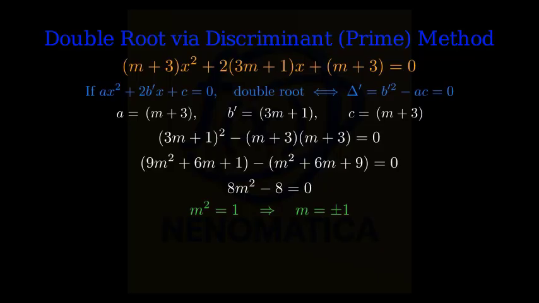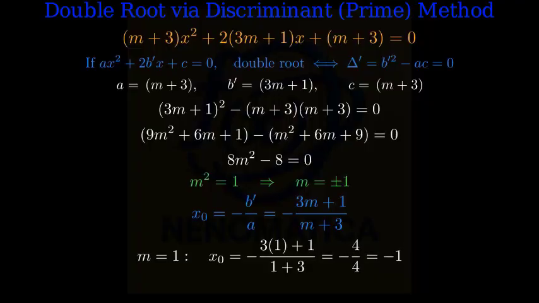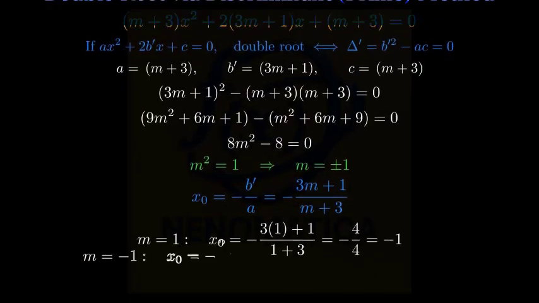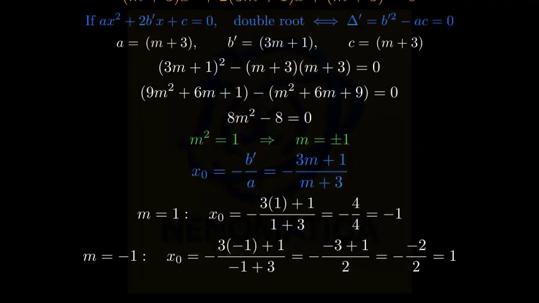To find the repeated root, we use x naught equals negative b prime over a. Let's apply that for each m value. Case 1, m equals 1. Substitute to get x naught equals negative (3 times 1 plus 1) over (1 plus 3) equals negative 4 over 4 equals negative 1. Case 2, m equals negative 1. Then x naught equals negative (3 times negative 1 plus 1) over (negative 1 plus 3) equals negative (negative 2) over 2 equals 1.